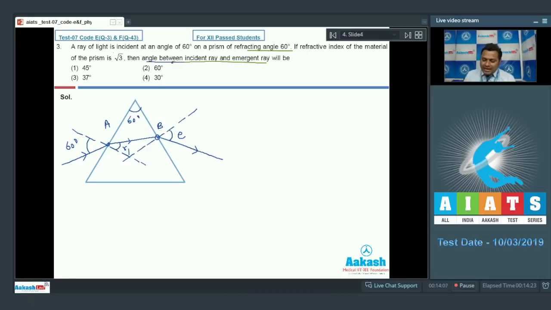But we have to find the angle between incident ray and emergent ray. So this was the incident ray. This is the emergent ray. Indirectly we have to find out this angle. And for the prism, we know that the angle of deviation delta is given by I plus E minus A. In the question, I is given, A is also given, but E we have to calculate anyhow. So let's calculate the value of E using Snell's law. So applying Snell's law at A.